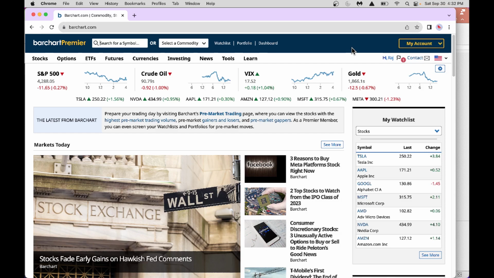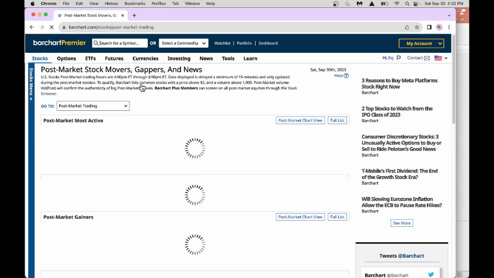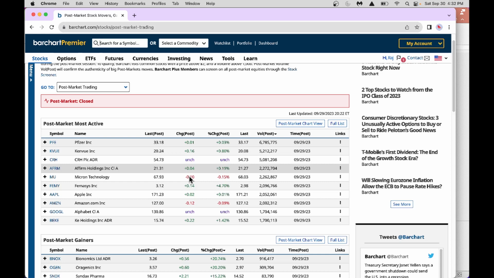My favorite page in BarChart Premier is really the price volume leaders. Typically, I look at this when the market is open, but I also look at pre-market or post-market trading. For example, the market is already closed, so I could look at post-market trading. As an example, you could click on post-market trading and look, we got all the information here.